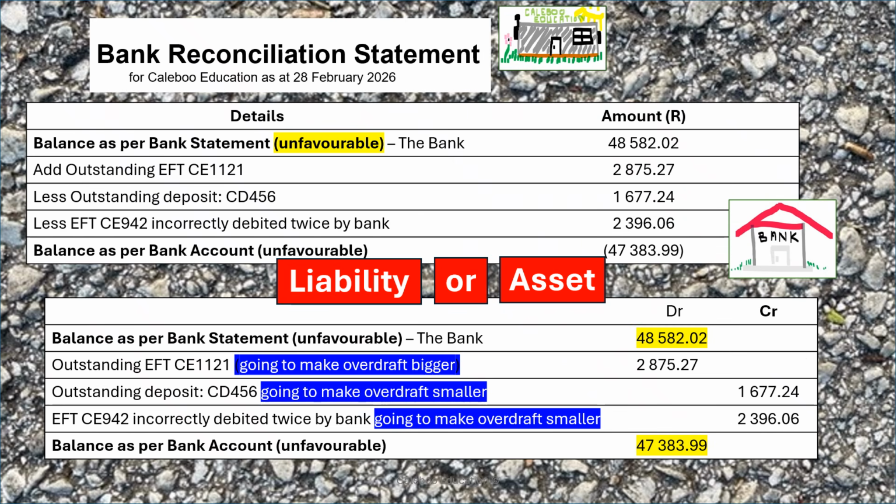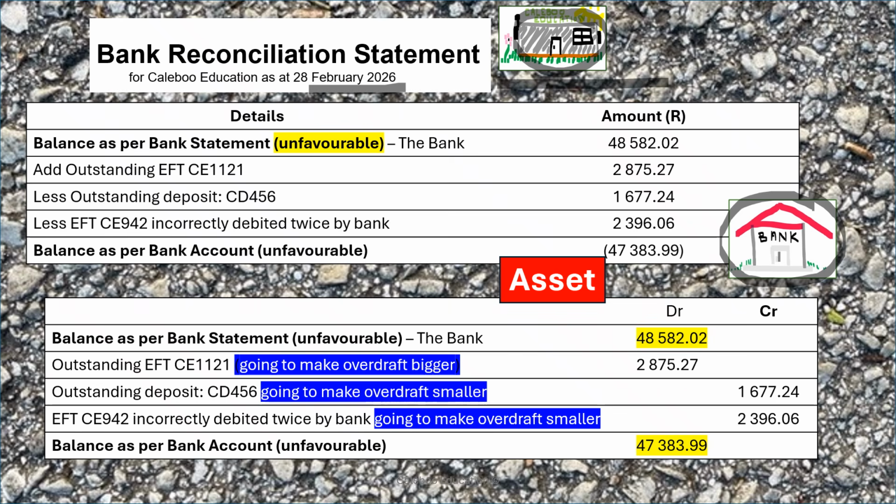So in front of you, I've just cleared everything up. You have the bank reconciliation statement for February of Calibre Education, and this document is recorded in our books, Calibre Education books, on behalf of the bank. So these numbers here you see from the bank's point of view. In the books of the bank, Calibre Education is an asset because Calibre Education is in overdraft.